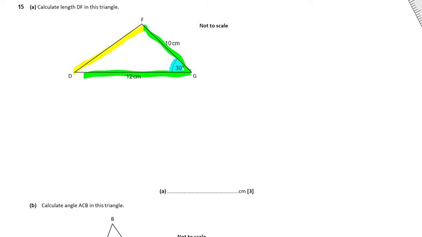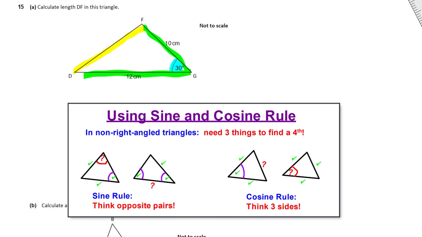So whenever we've got a non-right angle triangle and we are interested in sides and angles, we're talking about trigonometry in non-right angle triangles. It's either going to be the sine rule or the cosine rule. Now here we've got two sides and an included angle, and we want the third side. Whenever you want to find the third side in a non-right angle triangle, we are talking about the cosine rule. That's the one we're going to need here.